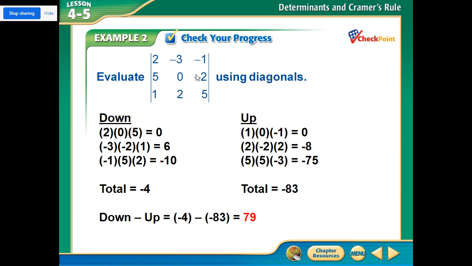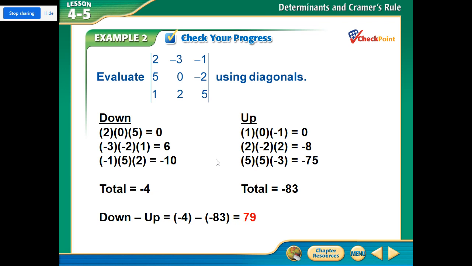We're going to do the ups. Again, 0 to start with. 2, negative 2, and 2 for negative 8. 5, 5, and negative 3 for negative 75. So negative 4 and negative 83. And down minus up for 79. All right, that's how we do these determinants.